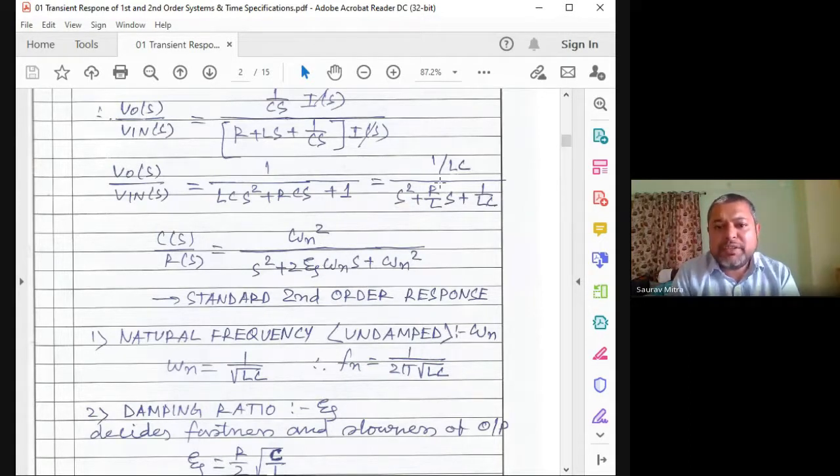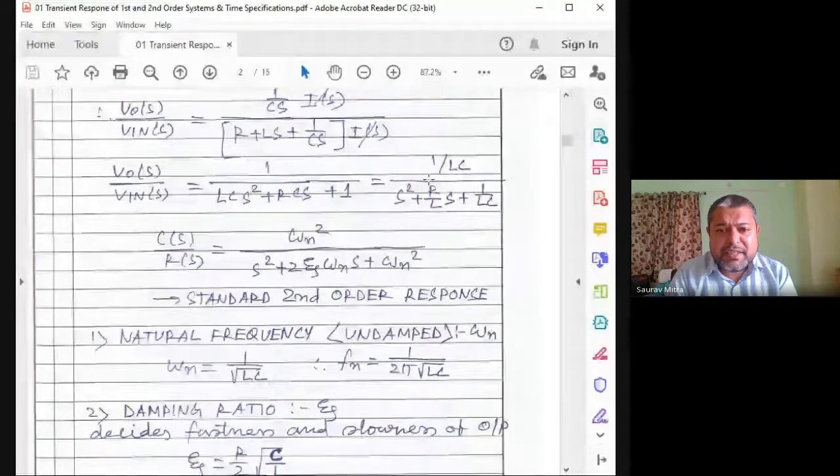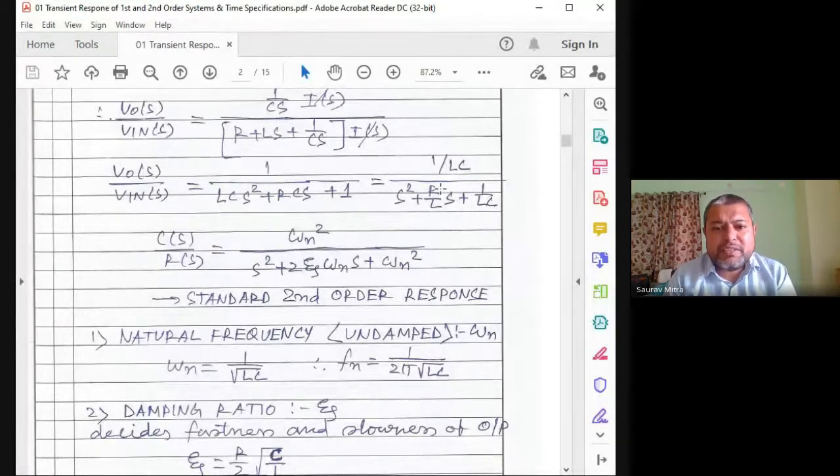We compared these two, and then we found the natural frequency omega n is 1 by root LC. That is the first parameter. There are two parameters in the case of a second order RLC system. The first parameter is omega n in radian, and the formula is 1 by root LC. The second parameter is zeta. This transfer function we have got from V output by V input of the RLC circuit. Output is taken across the capacitor, and input is given in the series circuit of R, L and C.